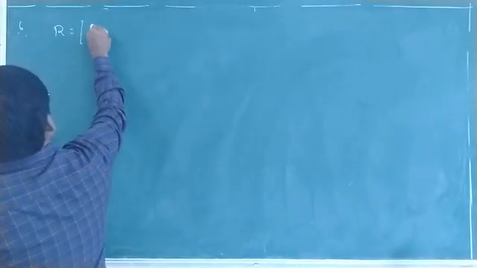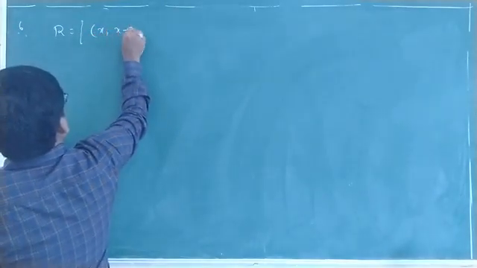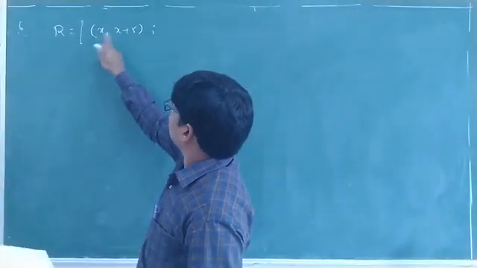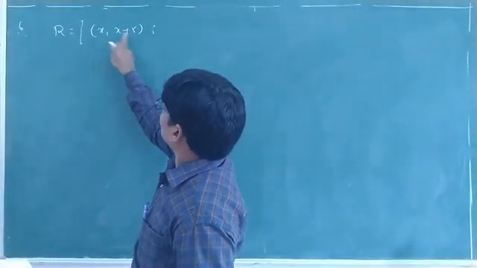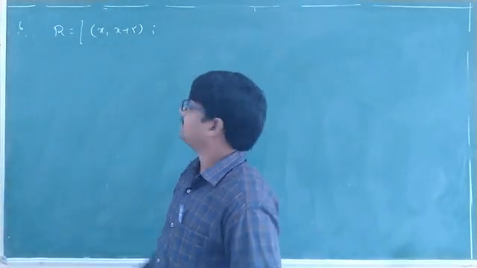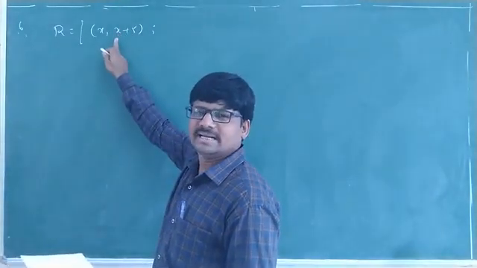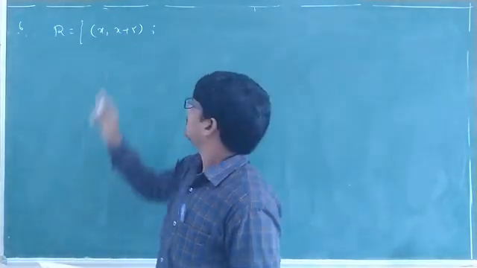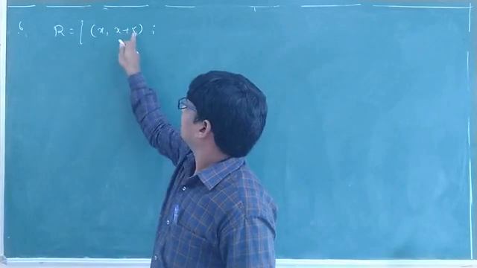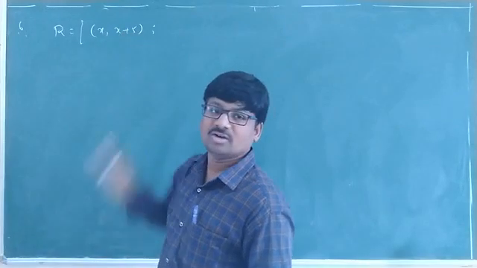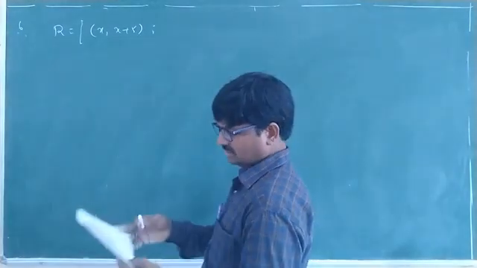Relation R is equal to (x, x plus 5). That means there is a relation between these two elements, x and y, so y equal to x plus 5. What is the meaning of this? The second element is 5 more than the first element. The first element is x only. How much more is the second? 5 more than the first element. Okay, that is the meaning of this one.